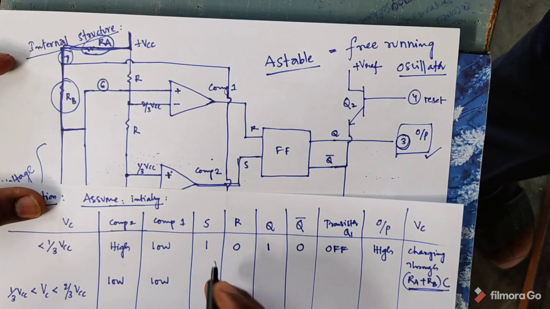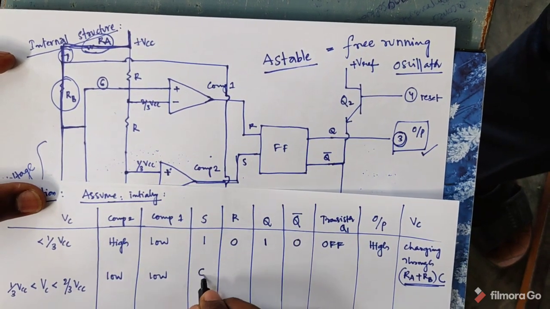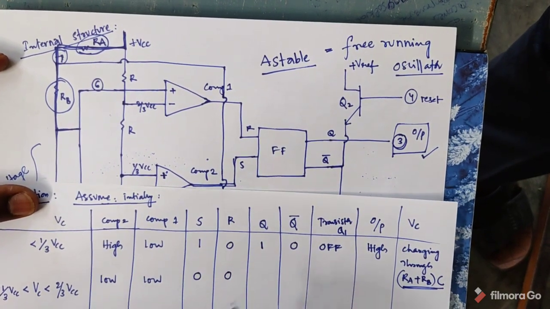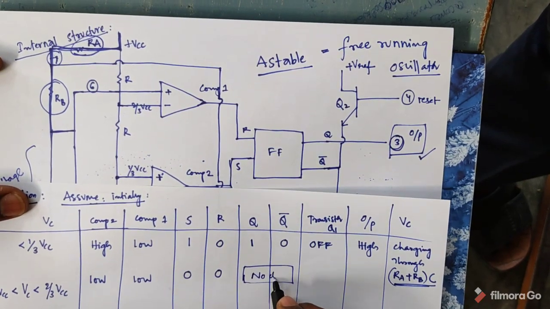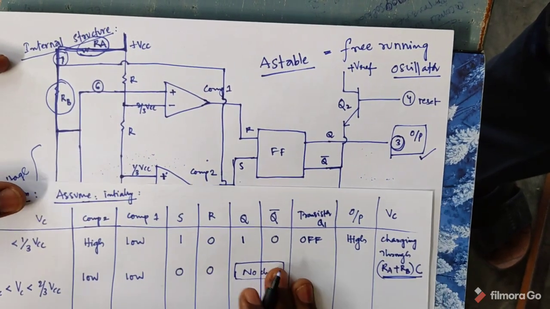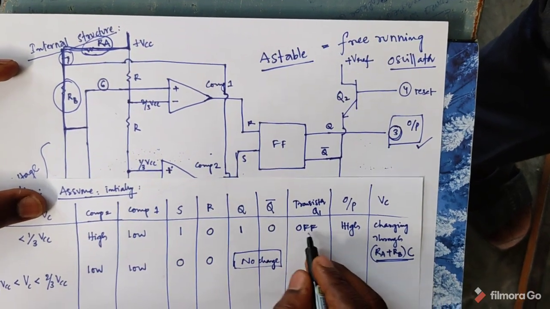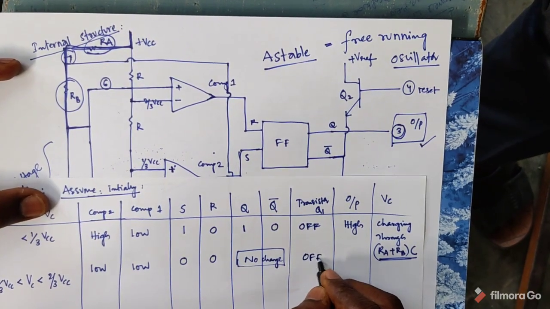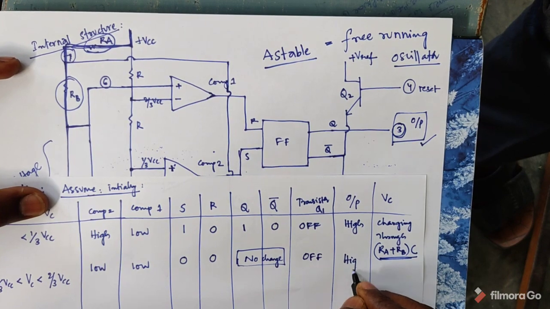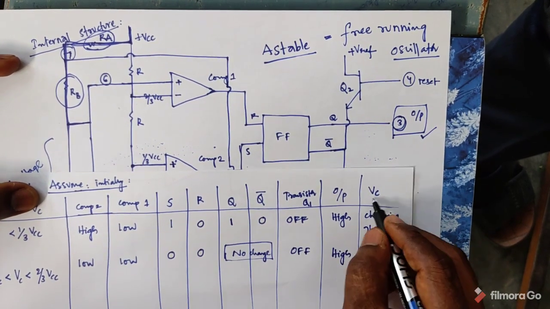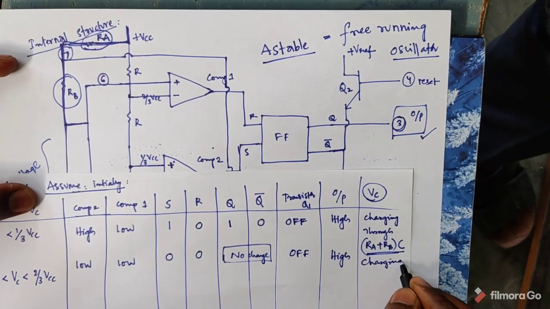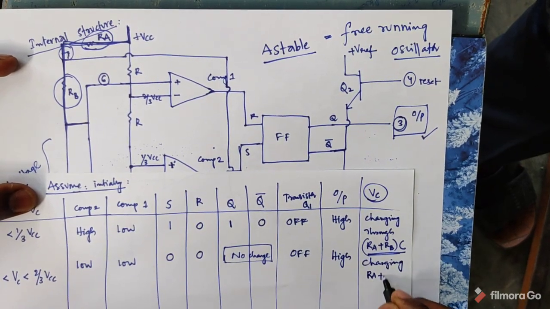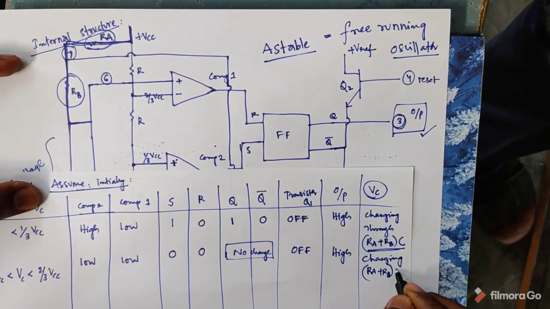So low result, that is 0, 0: S is equal to 0, R is equal to 0, Q and Q bar value is no change. No change is nothing but previous value. What is the previous value of transistor? It is off state. So what is the response of output? It is high. So what about voltage drop across capacitor? It is once again charging through RA plus RB into C value.